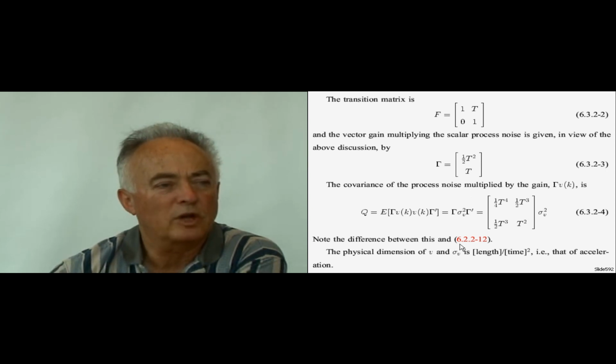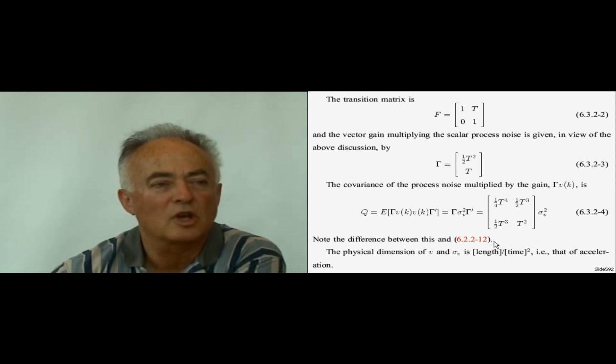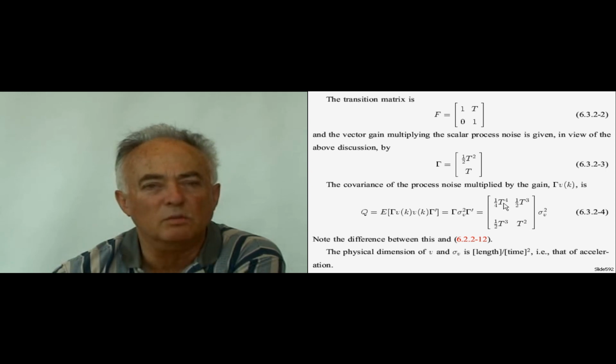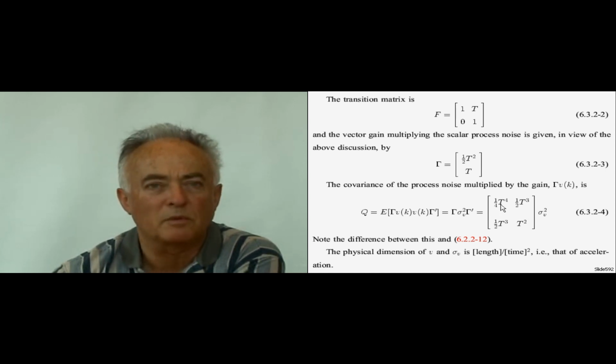You might want to take a look and see the difference between this and the similar expression of Q in the discretized continuous white noise situation. There we have a constant, that's Q tilde, the power spectral density, multiplied by T here and the T cubed over 3 here. So the behavior in time of what amounts to integrated white noise acceleration into velocity and position is different than what we get if we assume the piecewise constant white noise.